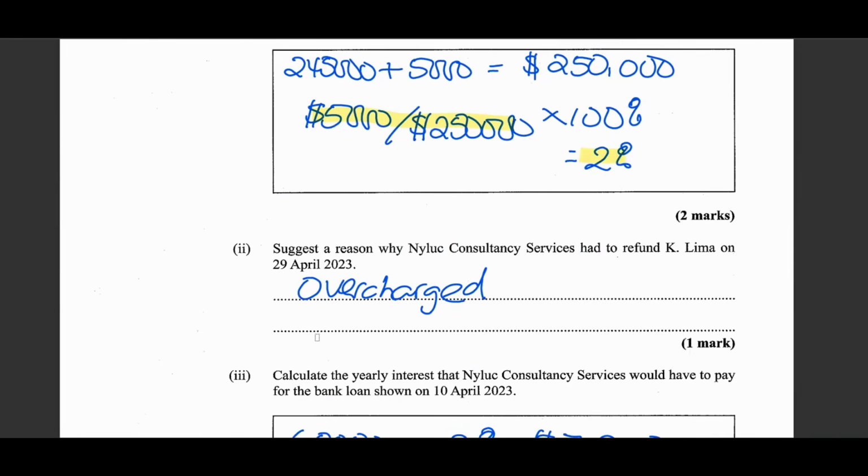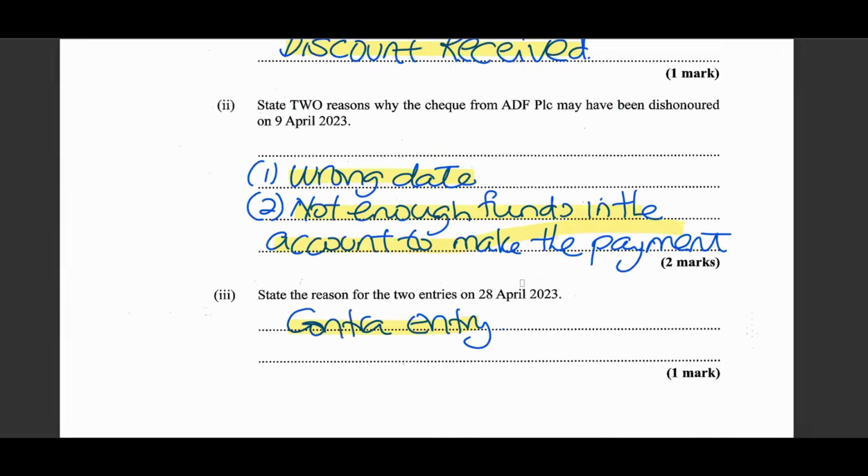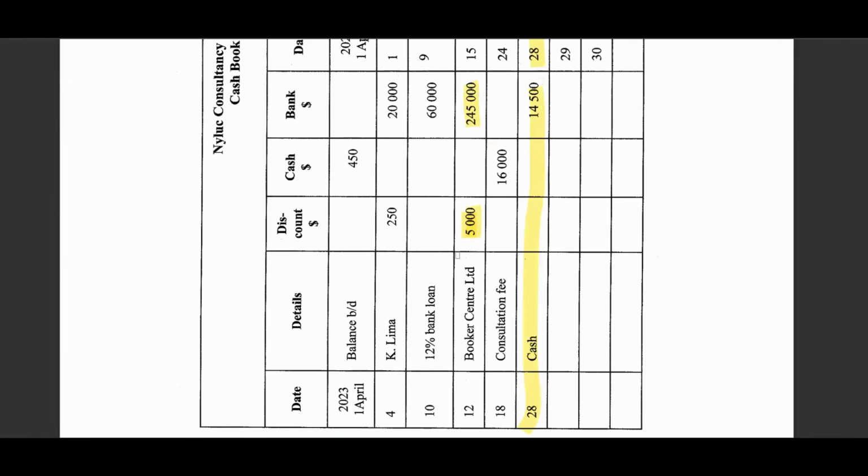Now, state the reason why Nyla Consultancy Services had to refund Lima on 29 April. So we had to refund a customer on 29 April, and we simply would have refunded that customer because we may have overcharged them. Nyla may have overcharged that customer. Let's have a look and see.